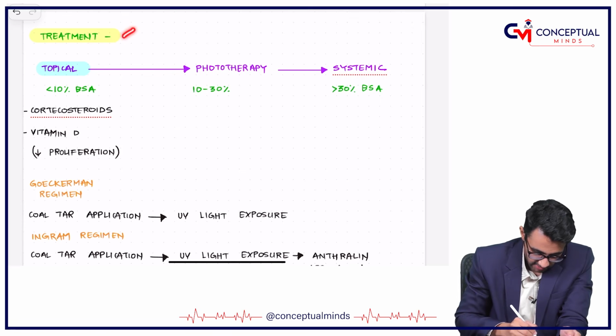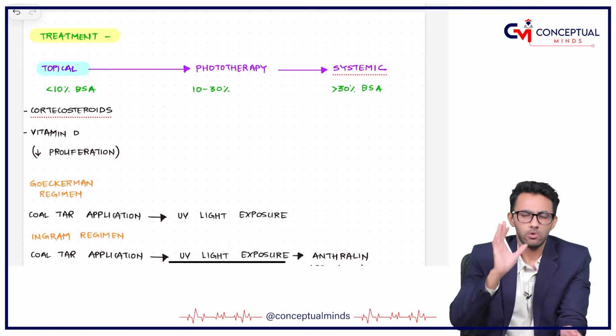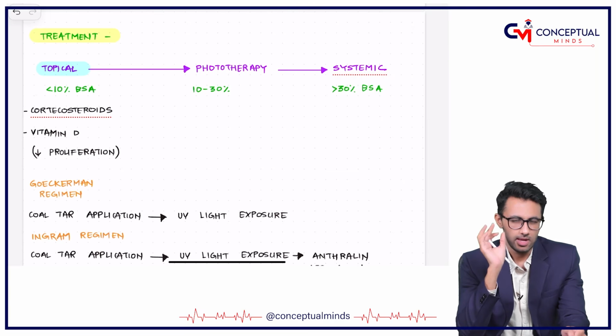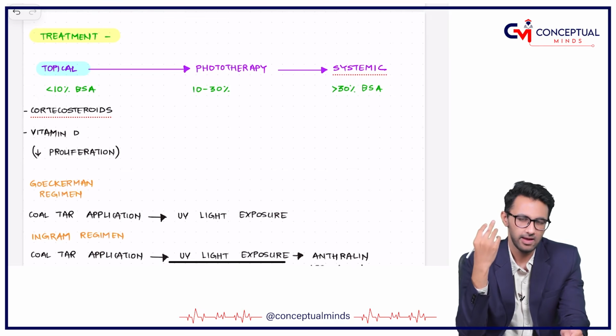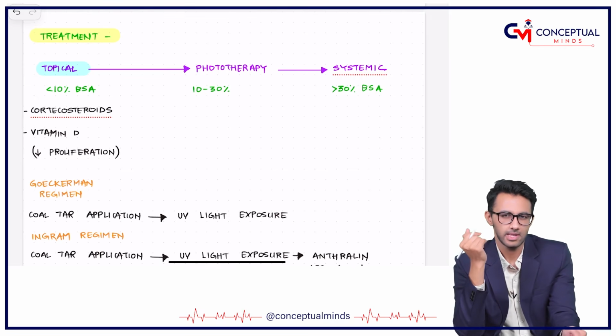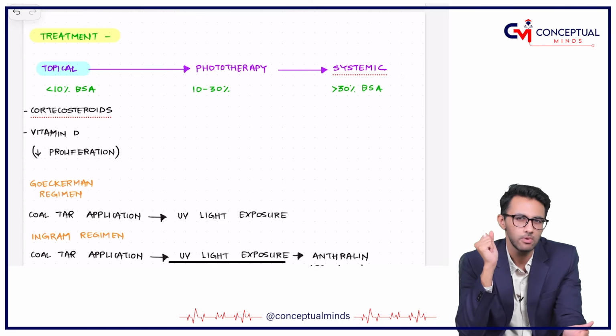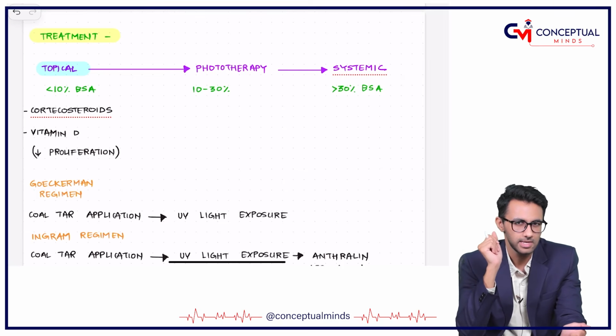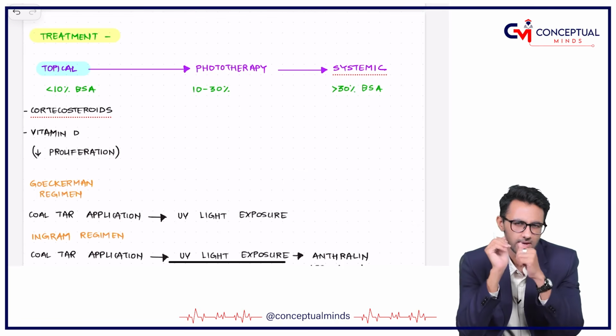What is the treatment? First of all, how to approach a patient of psoriasis? Very important. That is the question. First of all, we definitely have firepower in our hand. We can use methotrexate, cyclosporine, emulsions, immunomodulators, biological agents. We have this army of drugs with us, right?